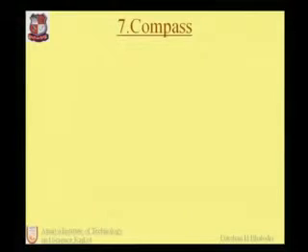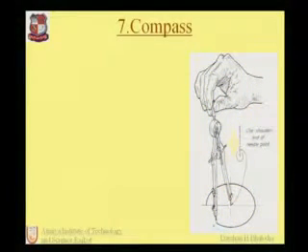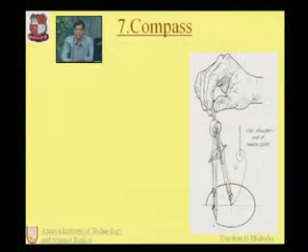Next one is the compass. Okay, the figure shows the construction of the compass. The construction shows two arms, the first arm and the second arm. The first arm consists of the needle, and the second arm consists of the pencil lead, which may be of any grade, that we will see later.